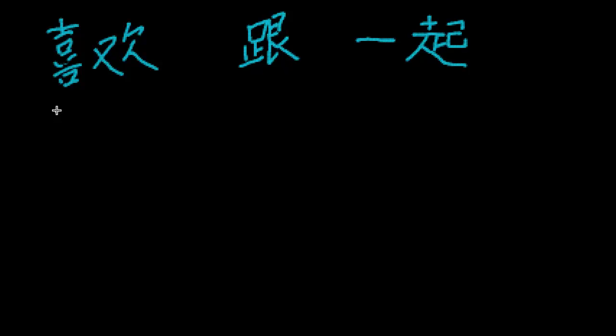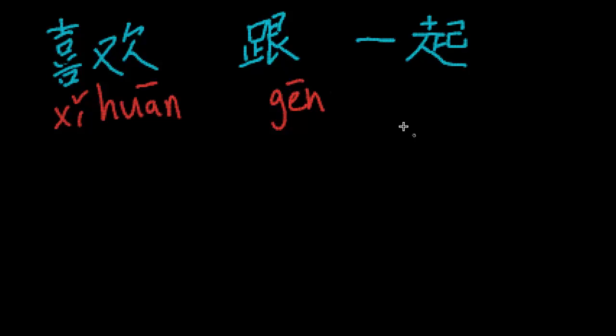You have to be able to use these words in sentences. We have 喜欢, to like, 跟, with, and 一起, together. Let's first just take a look at 喜欢 and make a sentence with 喜欢. How would you say I like to learn Chinese? I'll give you a second while I write it to think about it.